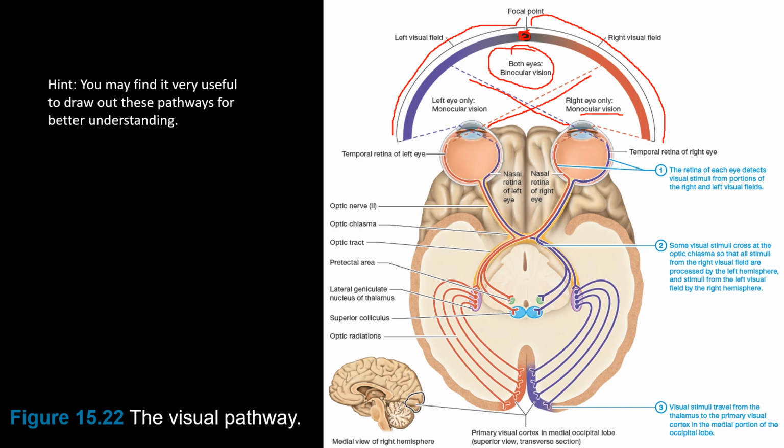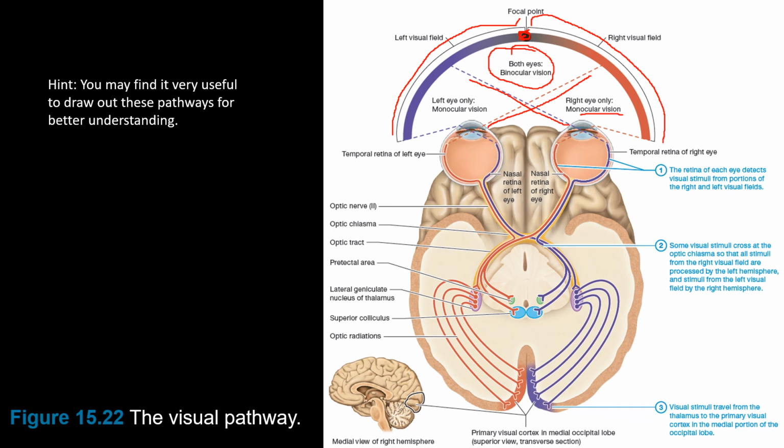And then conversely, the images in the right visual field are seen by the right eye's nasal retina and the left eye's temporal retina. It makes sense if you think, where does this light draw a straight line into the eye? Okay, what happens after that? Some visual stimuli are going to cross at the optic chiasma so that all stimuli from the right visual field are processed by the left hemisphere and stimuli from the left visual field are processed by the right hemisphere.